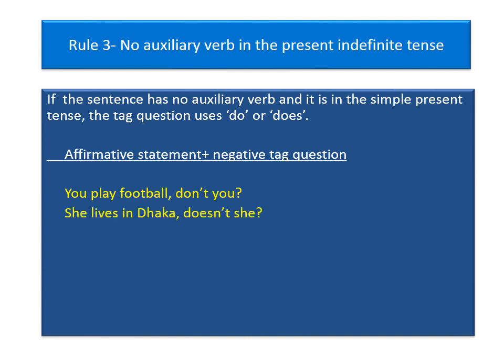For another example, she lives in Dhaka. The tag will be doesn't she? Is it correct? Yes, it is, because in the statement the verb is lives. So the do verb is used there as the auxiliary verb. So it is hidden, but it will take place in the negative form in the tag question.